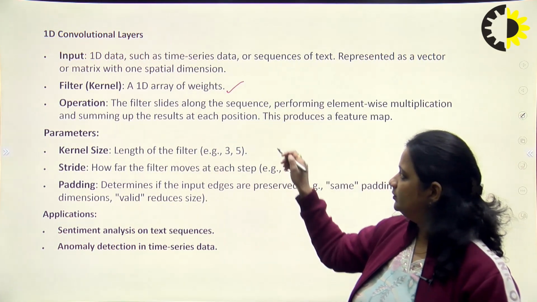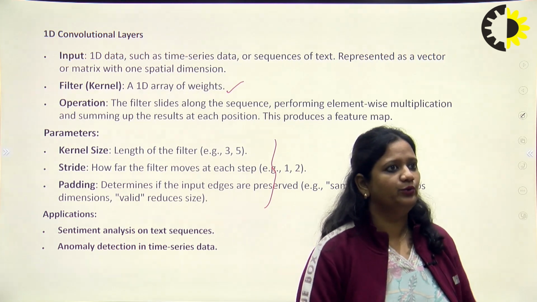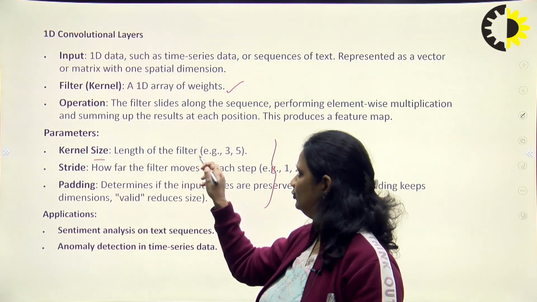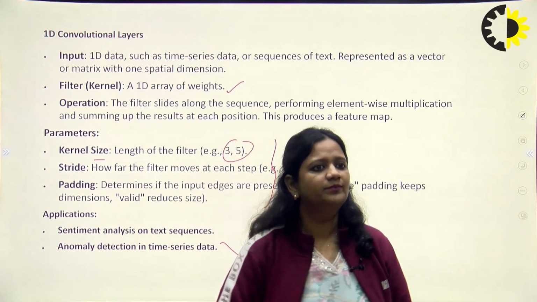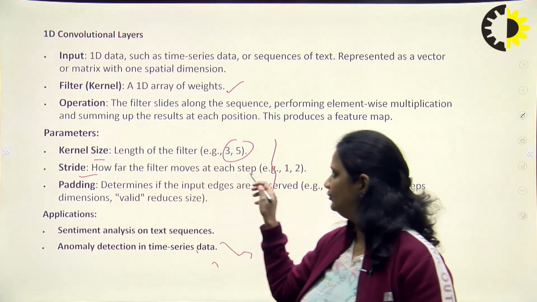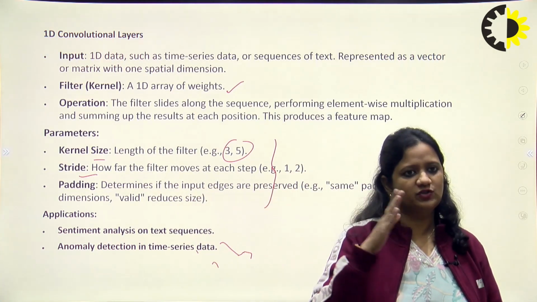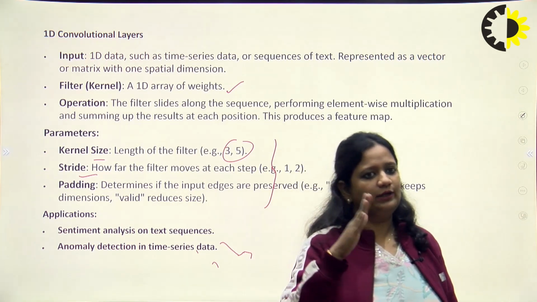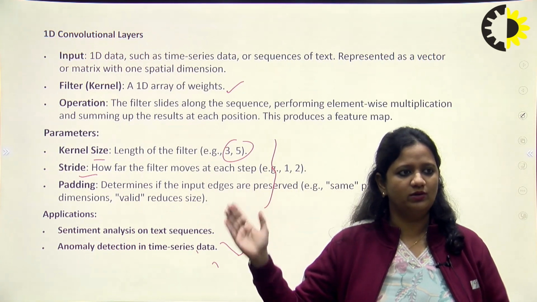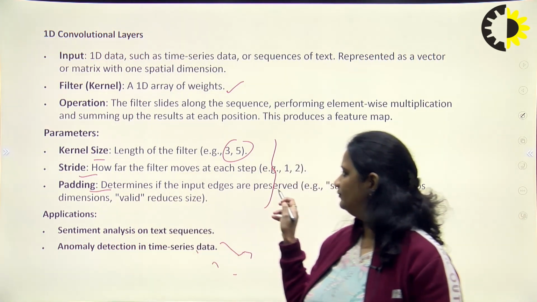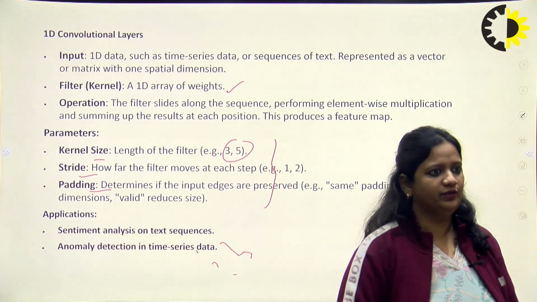These are the three parameters we use in a one-dimension convolution layer: kernel size, the length of the filter, for example 3 and 5. Then the stride parameter, how far the filter moves at each step. Stride moves the kernel across the image, one position, two positions, across the image. After that we apply padding, which determines if the input image borders are preserved.